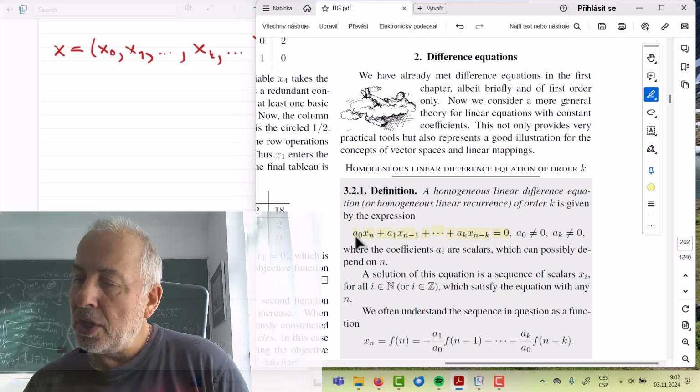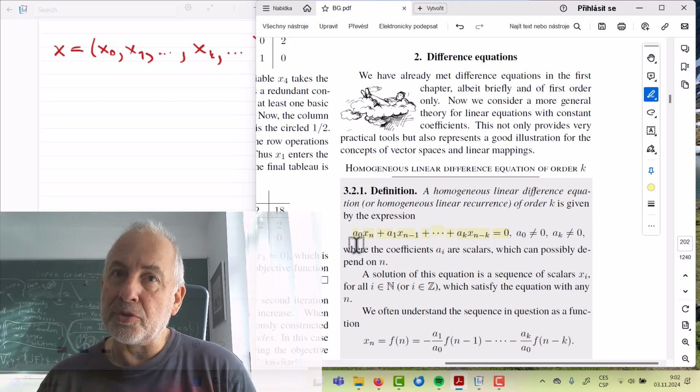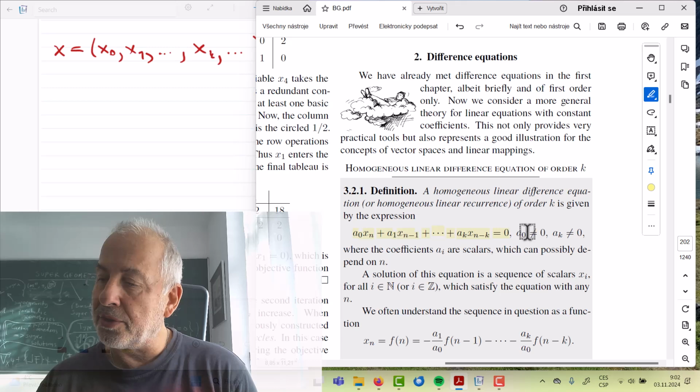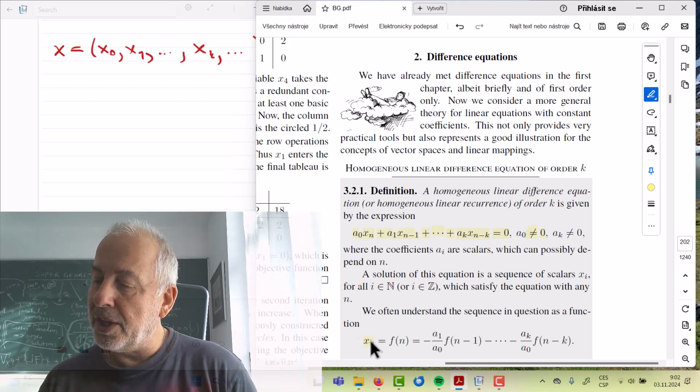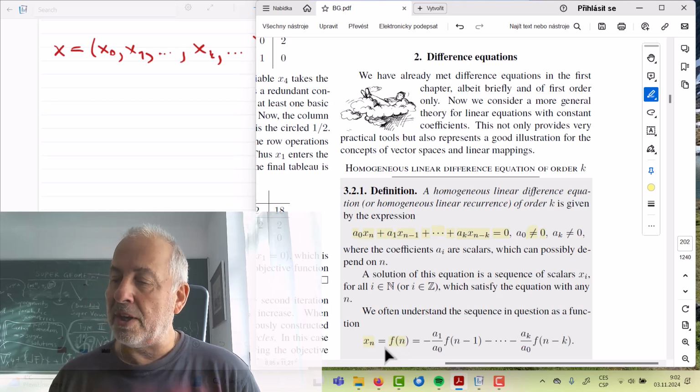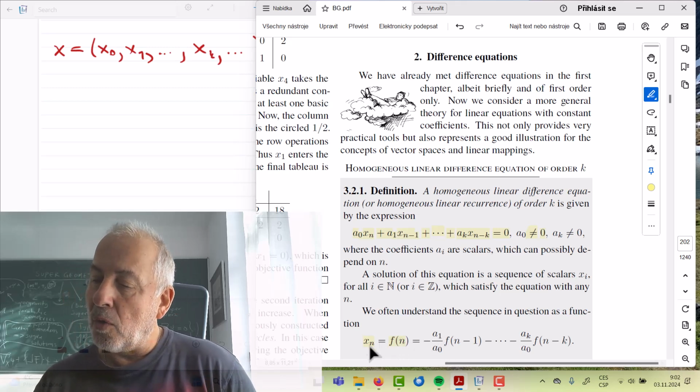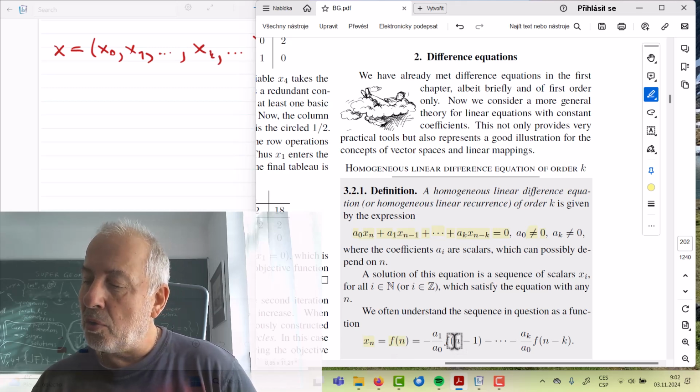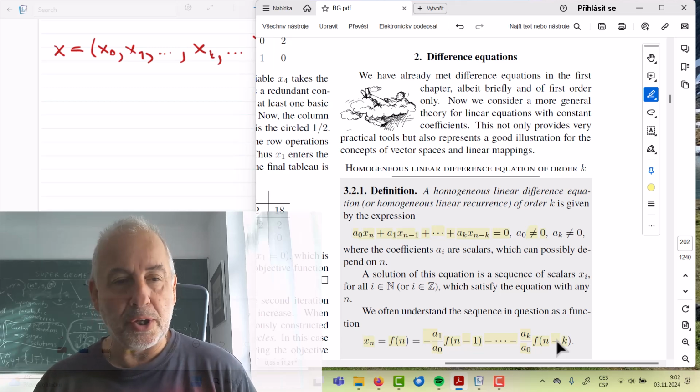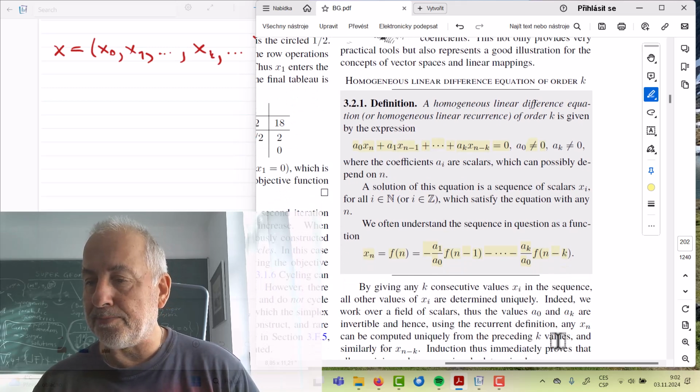Of course we work now over fields of scalars, so a0 is non-zero, and so we can divide by that and compute. So we see that really it's what I told. So xn is some function of n, valued at n, and we define the function by telling what fn would be, knowing the k previous values. So that's it.